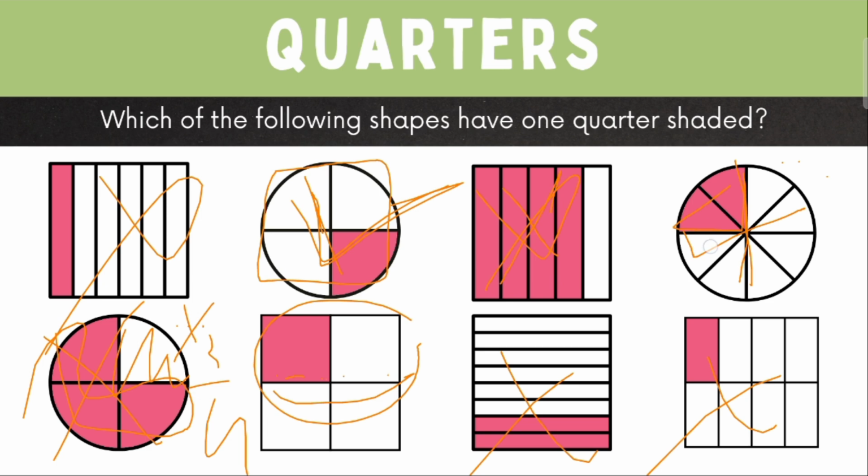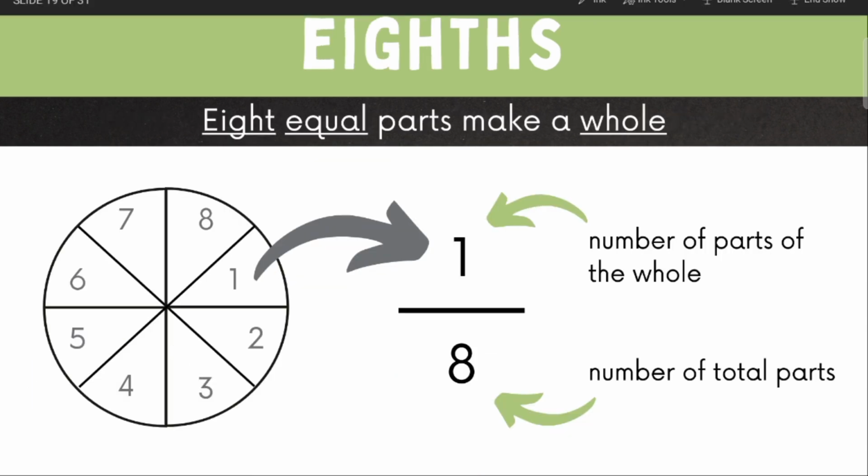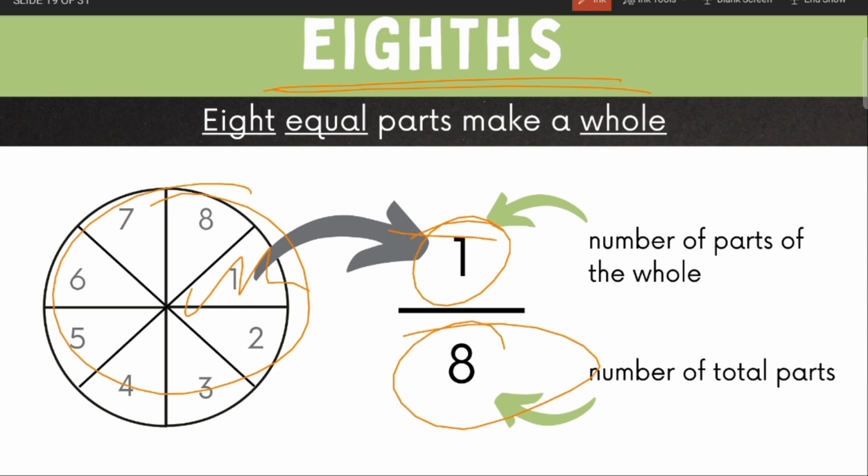Okay, I hope you have found your mistakes. And now we have got to the 8s. Okay, so 8 parts, 1 part is gone. So it is 1 by 8. The same logic for everything.